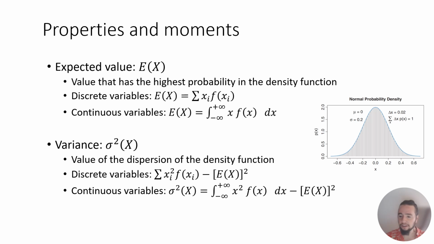Okay, so these two functions also have properties. One of them is the expected value, that is this abstract value that holds the highest probability of the density function, and can be easily calculated for discrete variables using sums, but can also be tougher to calculate when we have continuous variables, because we need to rely on integrals. We also have variance, that is this abstract number that reflects the dispersion of the density function, that also can be easily calculated using the expected value and squared values of the variable, but with continuous variables can be tougher because we need integrals.